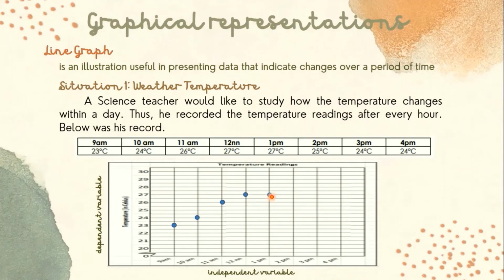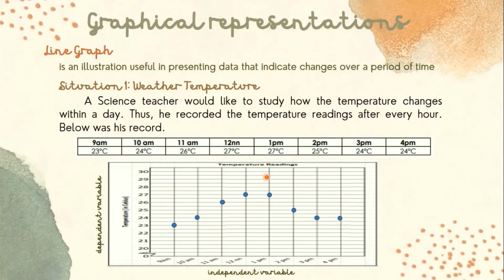Ito yung kanilang intersection. For 2 p.m., ito naman yung line natin para sa 2 p.m. Hanapan natin yung kanyang katapat na recorded temperature, which is 25 degrees Celsius. And then plot, ito yung kanilang intersection. 3 p.m. ay 24 degrees. Ito yung 3 p.m. At ito naman yung 24. Yung intersection nila ay itong part na ito. Then lastly, for 4 p.m., ang recorded natin ay 24 degrees Celsius. Ito yung para sa 4 p.m. At ito naman yung 24. Plot din natin. Ito yung 24.